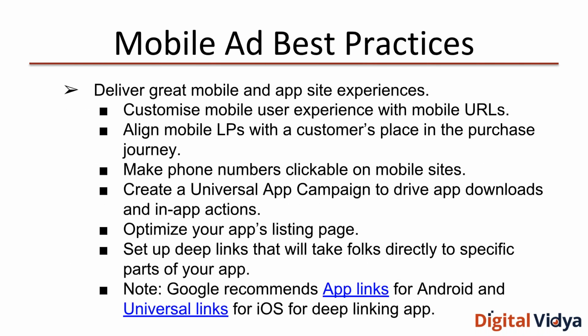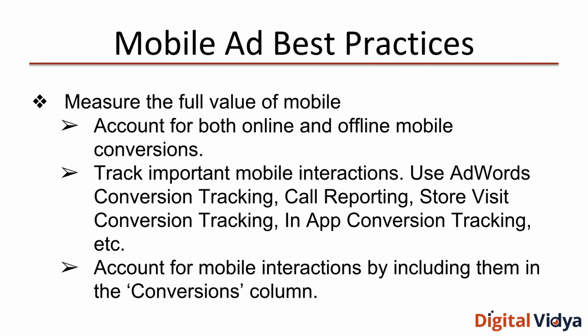Then measure the full value of your mobile campaign, which means that two campaigns need to be created. That's what I was mentioning, right? You need to create two different campaigns, one for iOS, one for Android. You can't select both apps together. So you need to account for both online as well as offline mobile conversions. What do I mean by offline mobile conversions? What does it mean?